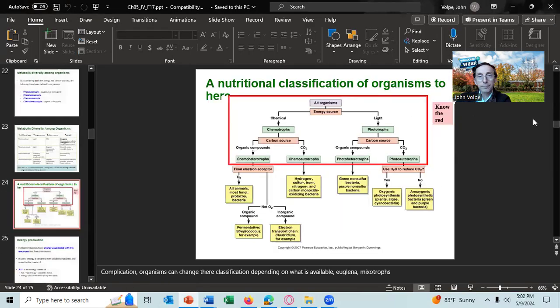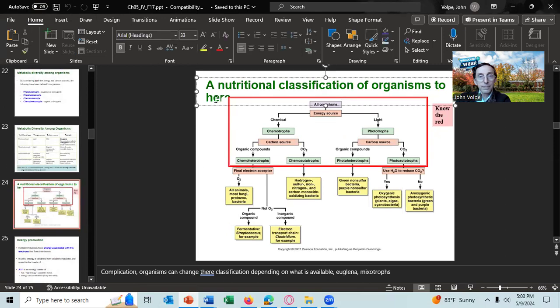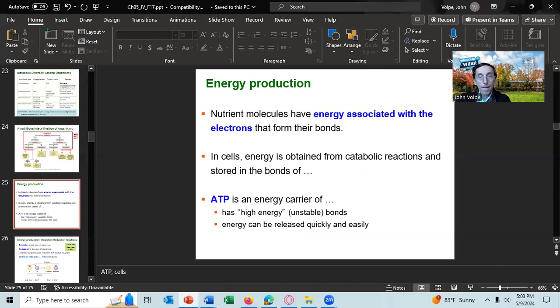So I have that we were to here. We talked about the nutritional classification of organisms and stated you can classify them largely on what their carbon source is and what their energy source is.